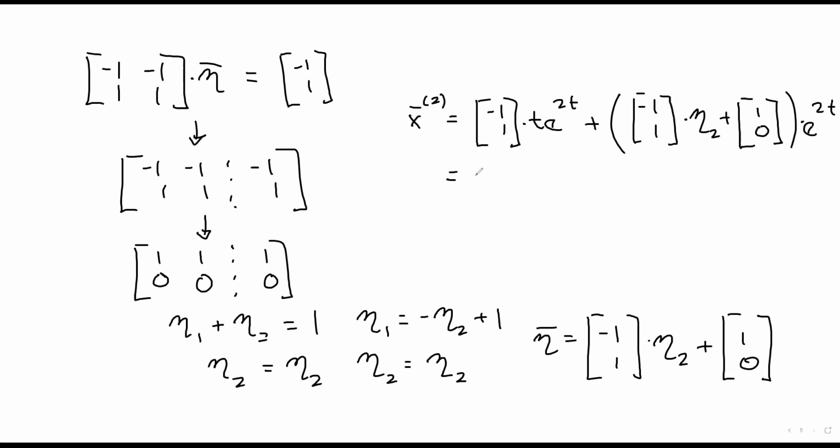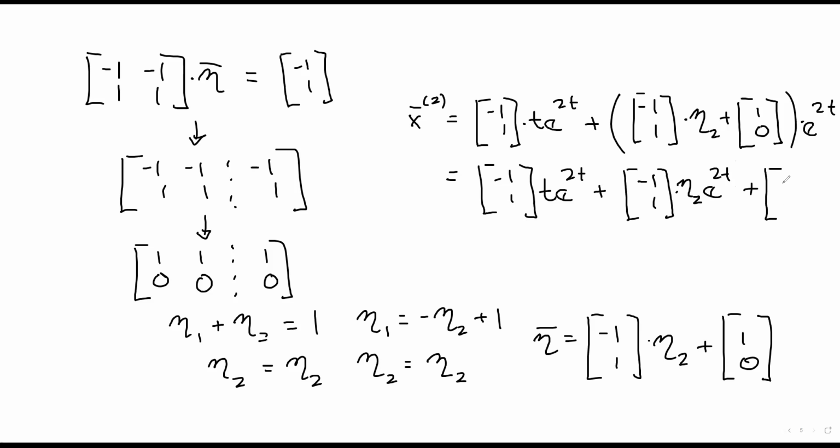Okay, and so we're not done yet. This is -1, 1 t e to the 2t plus -1, 1 times eta 2 e to the 2t plus 1, 0 e to the 2t. Now I intentionally multiplied that out so that you can take a look at our solution here. We have this part, this part, this part. We still have this eta 2 in here.